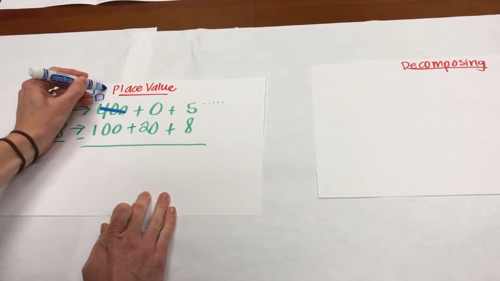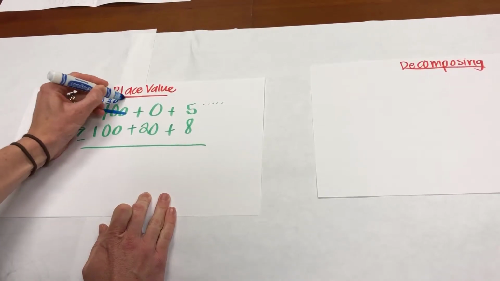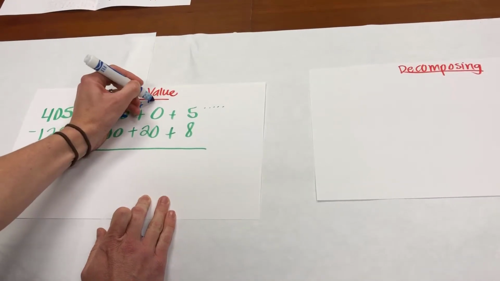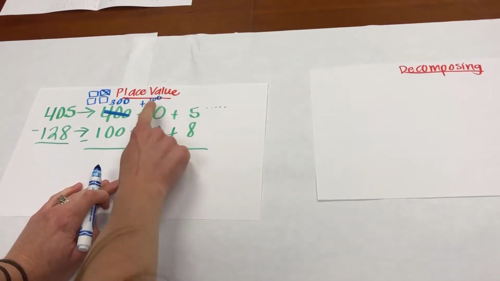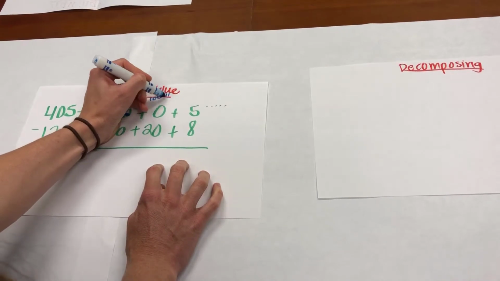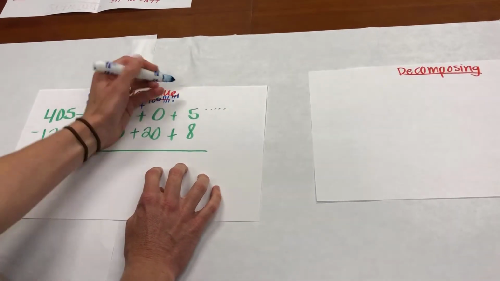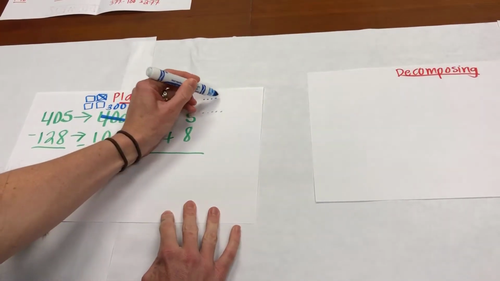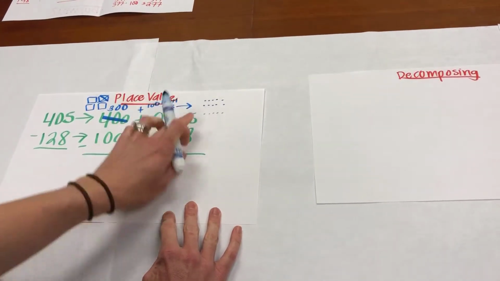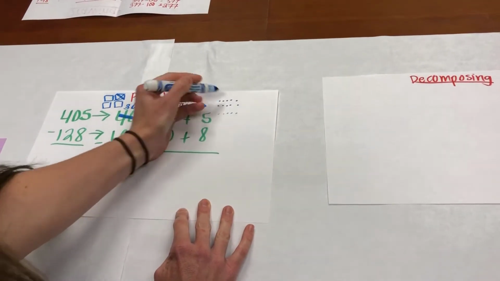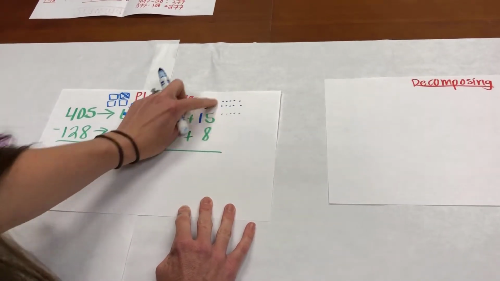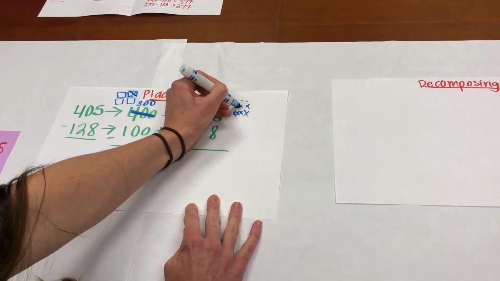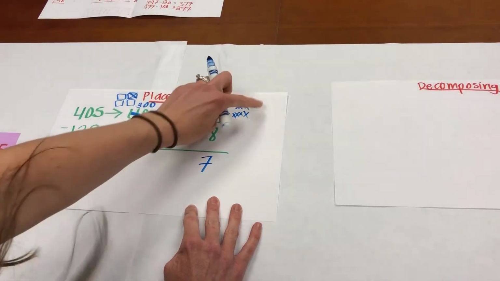I could connect with my pictures. Take an entire 100 away. That's going to leave me with 300. I'm adding 100 here, which is 10 tens, so that I can take one of these 10 tens away to give to the ones. So I have now, instead of 5 ones, a total of 15 ones. So I have 15 ones, I can take away 8. I have 7 ones left over.